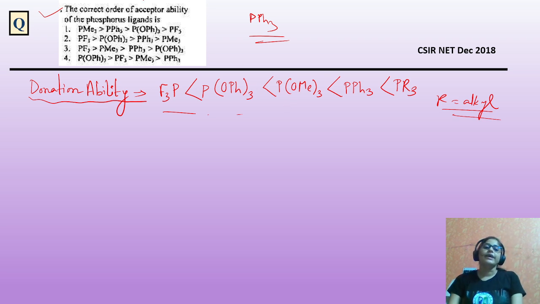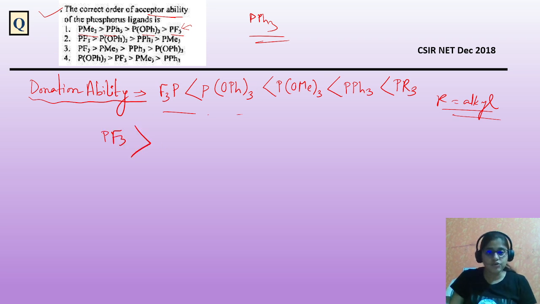Okay. So here in the question it is asked for the correct order of acceptor ability. The opposite will be the acceptor ability for the phosphorus ligand. What are given here? PF3, P(OPh)3, PPh3, PMe3. We know PF3 has the least donor ability, so it will accept in a better way, meaning it has the highest acceptor ability. So PF3 will obviously be in the first position. So 1 can be cut out and 4 also. So among 2 and 3, one should be the answer.